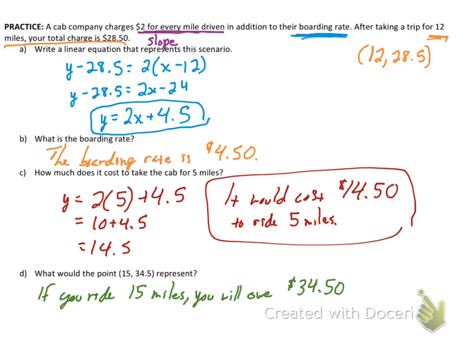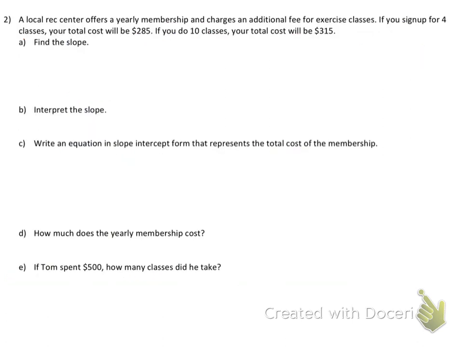Draw your eye down to D. Make sure if you are interpreting a point, you're using those numbers in your sentence answer. So make sure your explanation looks like mine for letter D. Okay? So let's move on to the next type of problem then.